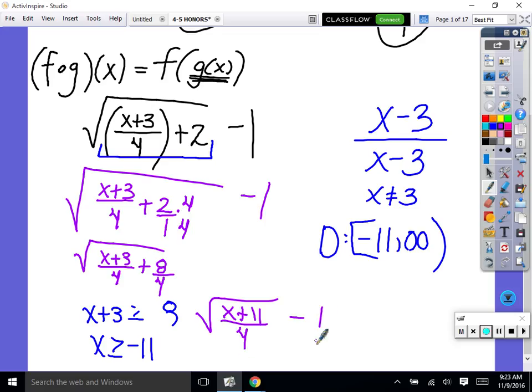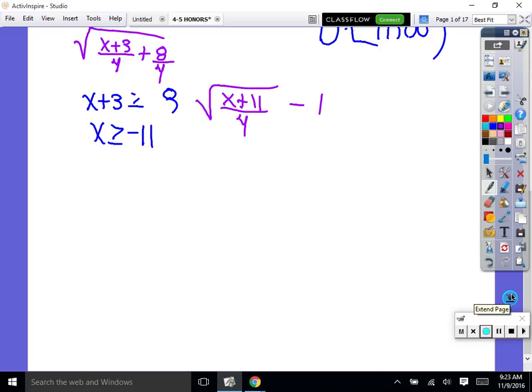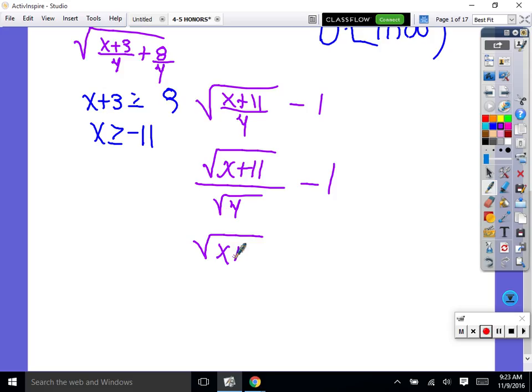Then we just learned this the last time. If we have a square root, well, was it last time or a couple times ago? We can split it up and say that's the square root of x plus 11 over the square root of 4, right? Same thing as having them both under here, minus 1. So simplify that. We have the square root of x plus 11 over 2, minus 1. So, does that make sense? Yeah. Okay, good question.